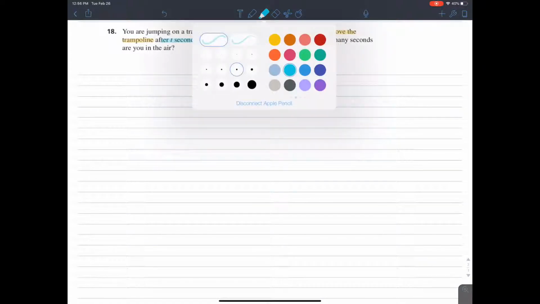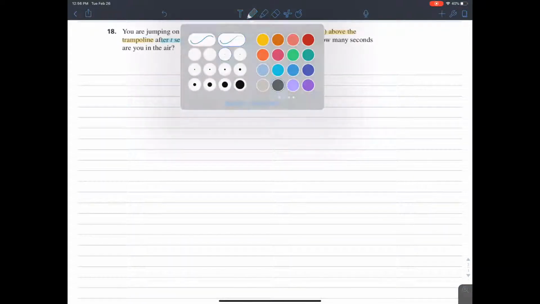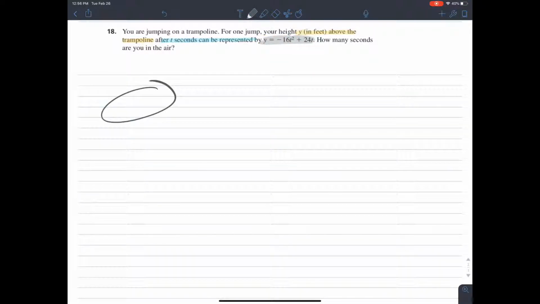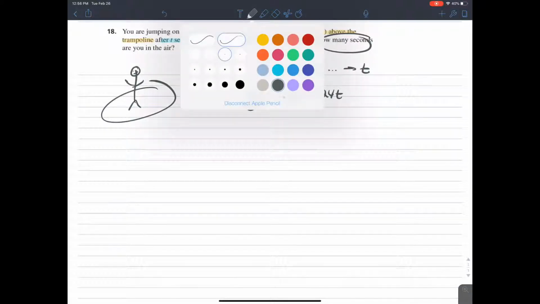And they give us this general function to work with, that y equals negative 16 t squared plus 24t. So I don't know how many seconds we're in the air. Let's draw this out for a second. So we're going to be on a trampoline, and then here I am. So what we want to do is find time, right? How many seconds? So we need to find time, and time is t. So if I started with my equation, negative 16 t squared plus 24t, I need to find t.